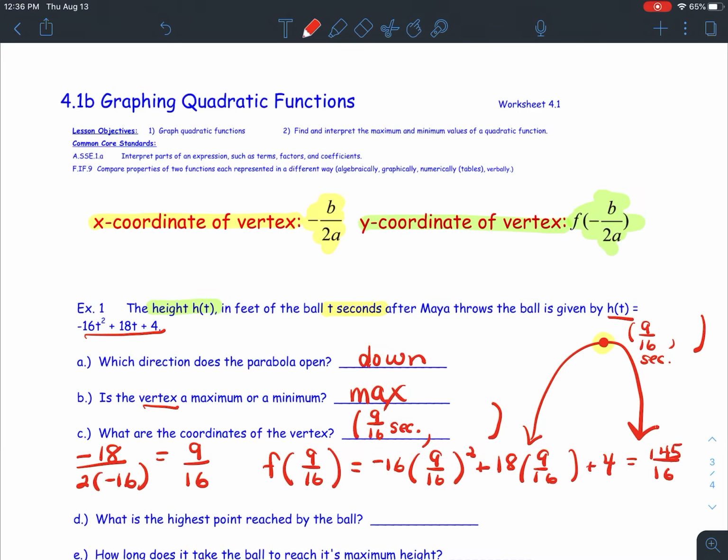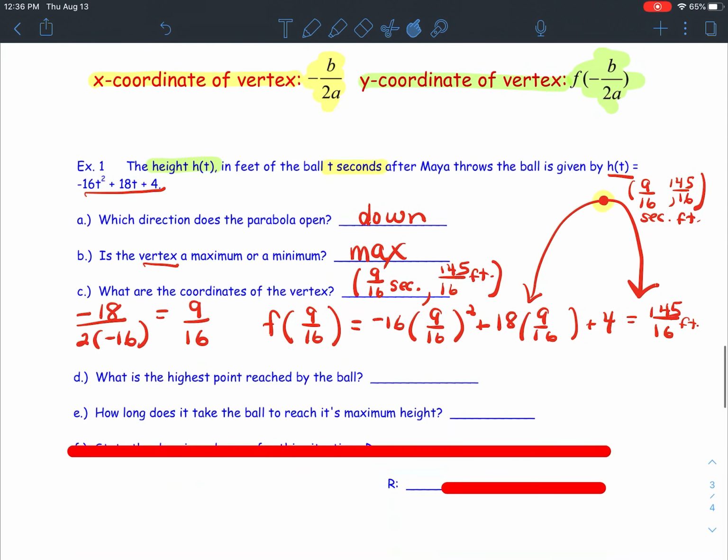And so then you would go back and type the original equation into your calculator, negative 16t squared plus 18t plus 4. Switch that back into a fraction if you like. That comes out to 145 over 16. That would be in feet. 145 over 16 in feet.